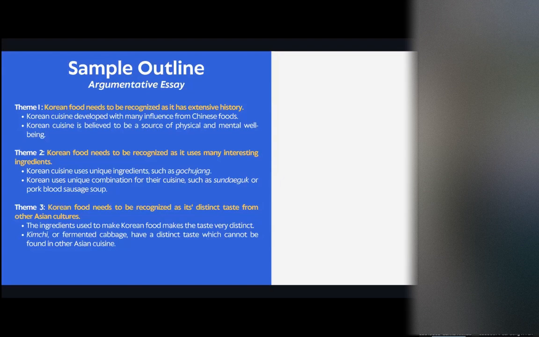One of them being kimchi, which is fermented cabbage. And I'm sure you've all tried kimchi at some point in your life. And you would agree with me in saying that it has a very distinct taste that perhaps you won't find in other Asian dishes. So, remembering that this is an argumentative essay, which means that you have to state your stance or your claim, and you have to argue for and against, and that your three themes are Korean food's extensive history, Korean food's interesting ingredients, and its distinct taste from other Asian cultures. What do you think a thesis statement would look like?